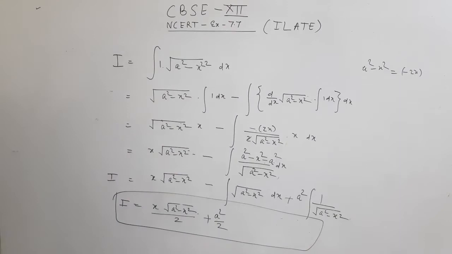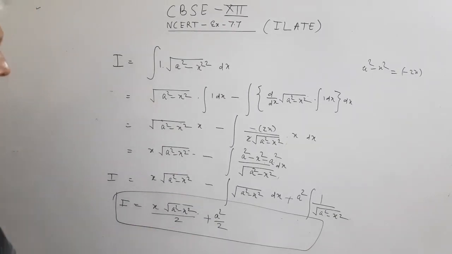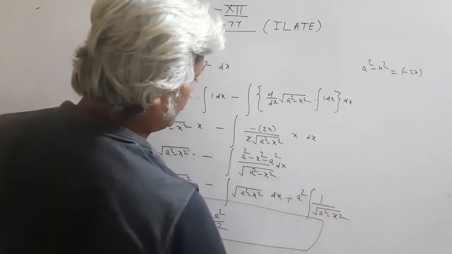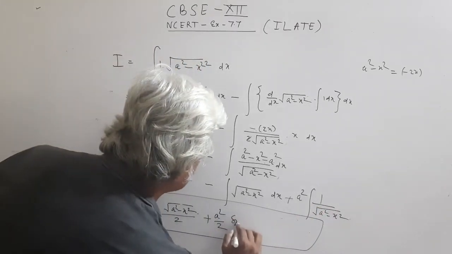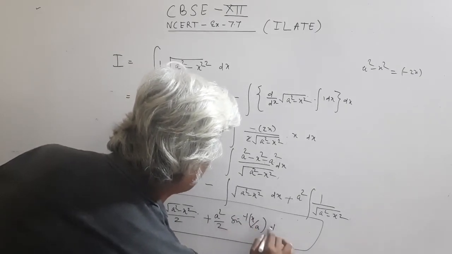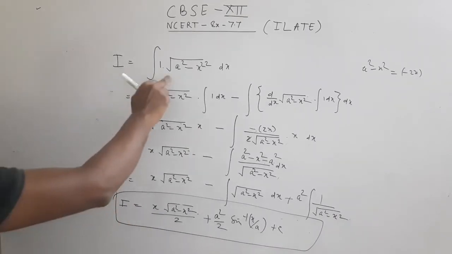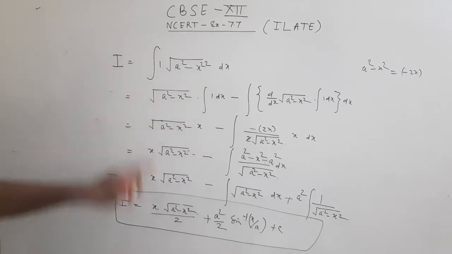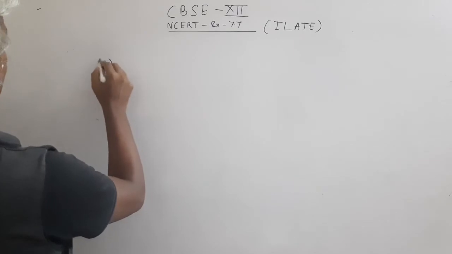And instead of the integration giving log mod something, which was for 1 over under root x square plus a square, or 1 over under root x square minus a square, here we have 1 over under root a square minus x square, and this will become sine inverse x over a plus c. So all these three formulas are derived. Now we'll go into the exercise, check the form, and then directly write the answers. Now exercise 7.7, question number 1.